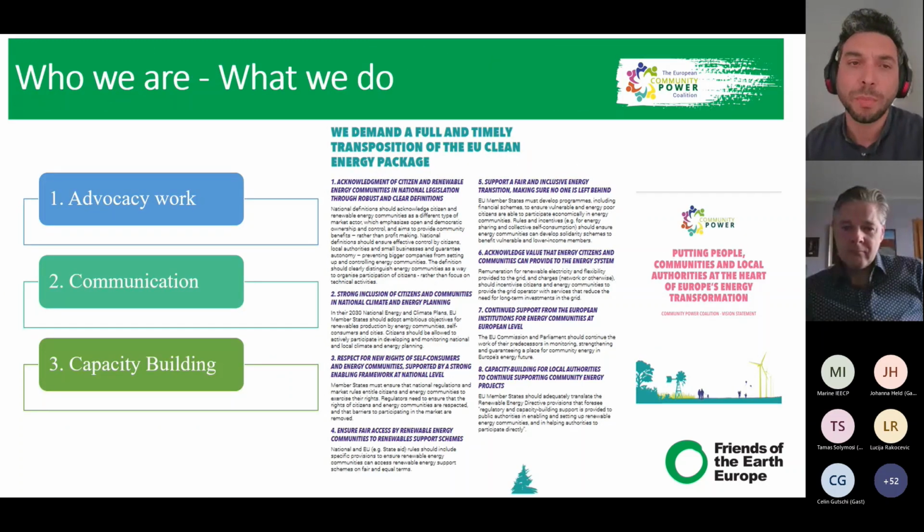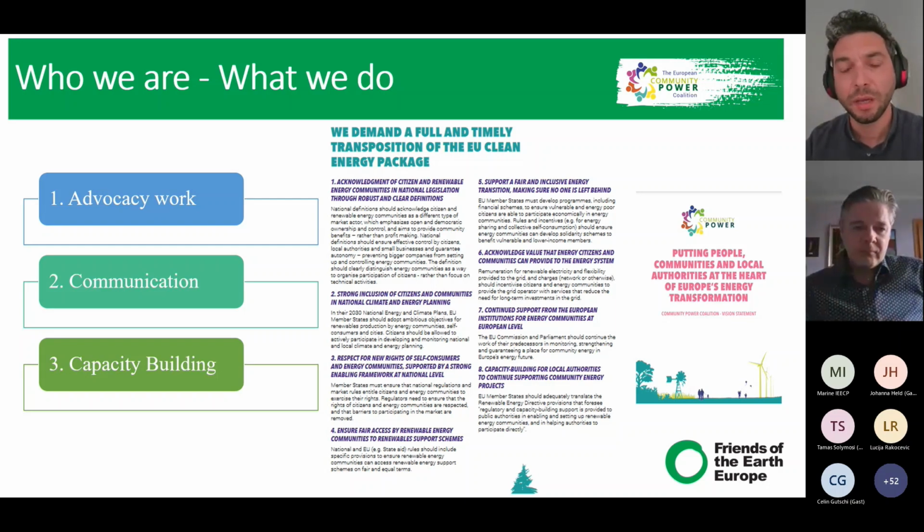Yes, so a few words about what we do. Basically, there are three main fields of work. The main ones are, of course, the advocacy work, the communication, and the capacity building. So we collaborate in all those three different fields of work.